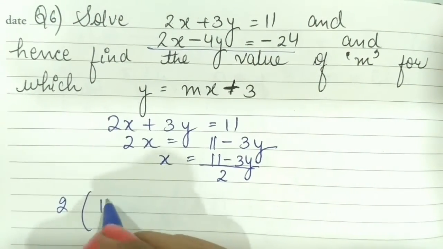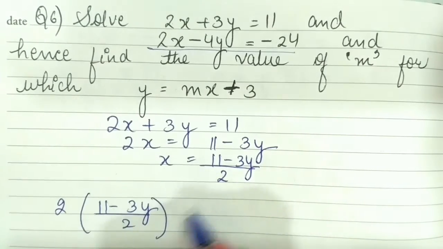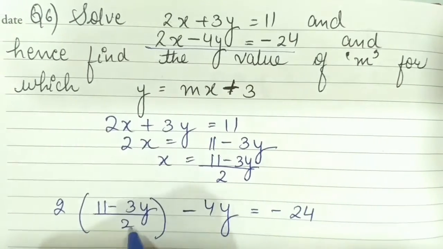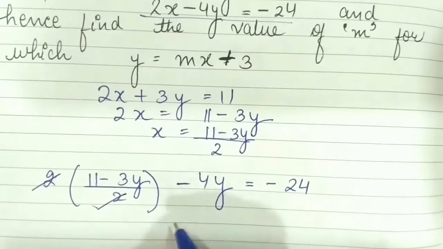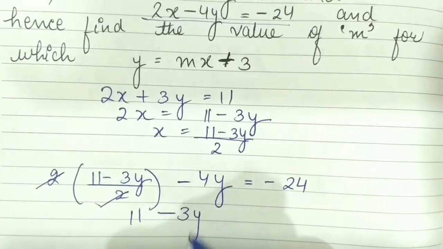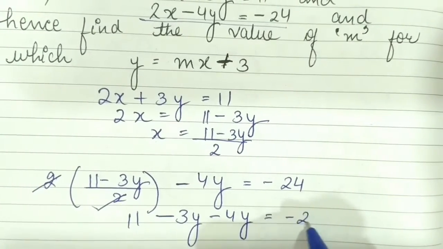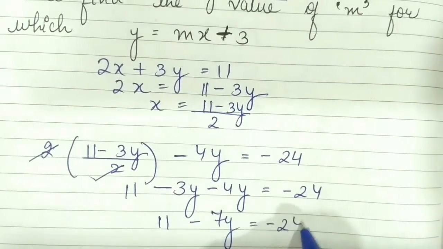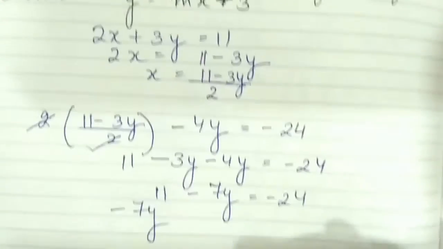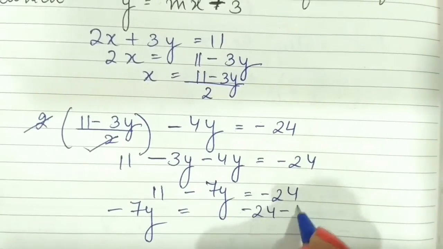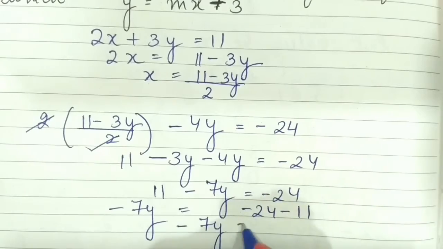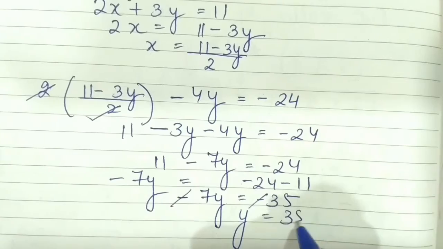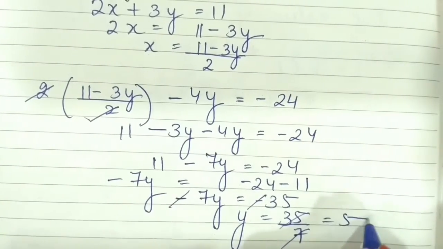So 2 times 11 minus 3y upon 2 minus 4y equals minus 24. 11 minus 3y minus 4y equals minus 24. 11 minus 7y equals minus 24. Minus 7y equals minus 24 minus 11. Minus 7y equals minus 35. So our value of y will be 35 upon 7, that is 5.